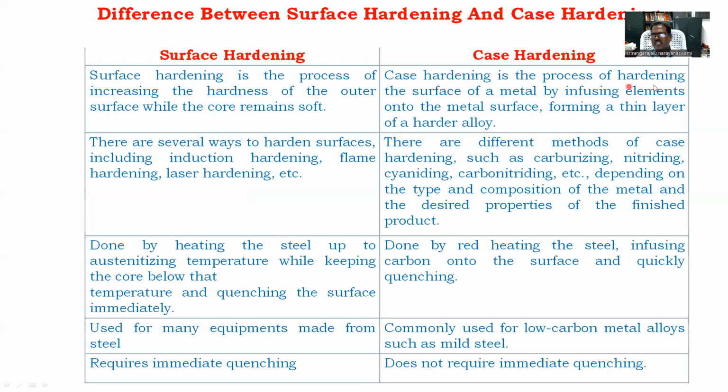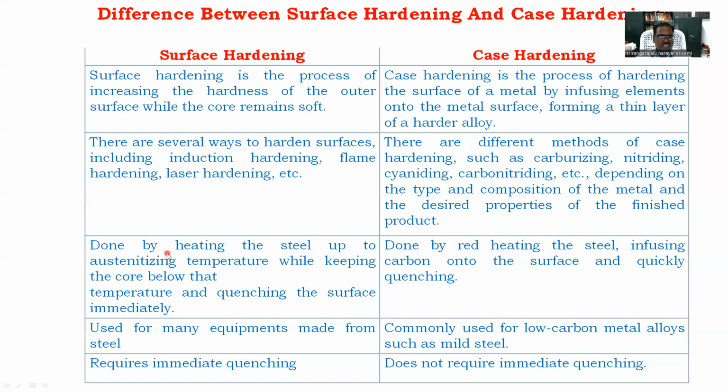Case hardening is the process of hardening the surface of a metal by infusing elements into the metal surface, forming a thin layer of a harder alloy. There are several ways to harden surfaces, including induction hardening, flame hardening, laser hardening, etc. There are different methods of case hardening such as carburizing, nitriding, cyaniding, carbonitriding, etc., depending on the type of composition of the metal and the desired properties of the finished product.